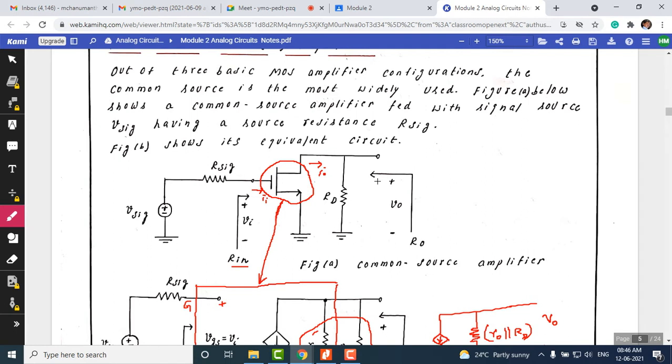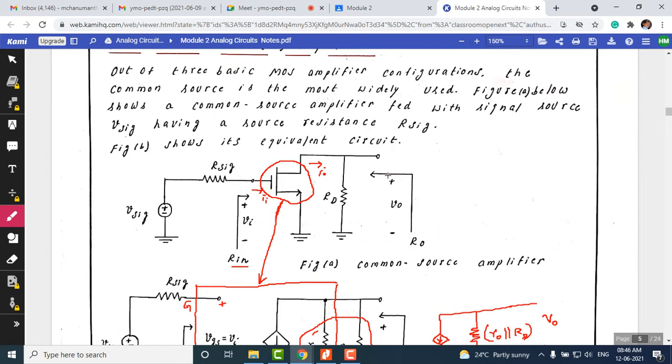This circuit may not have all the elements of an amplifier, but we are only doing an analysis here. We just have the components required to characterize the amplifier. The signal V signal that needs amplification is fed into the MOSFET, and R signal represents the internal resistance of the AC source. Here we have Vi, the amplifier input signal. Vi and V signal are related by the voltage division rule: Vi is equal to V signal times Rin divided by Rin plus R signal. That's how it is related.